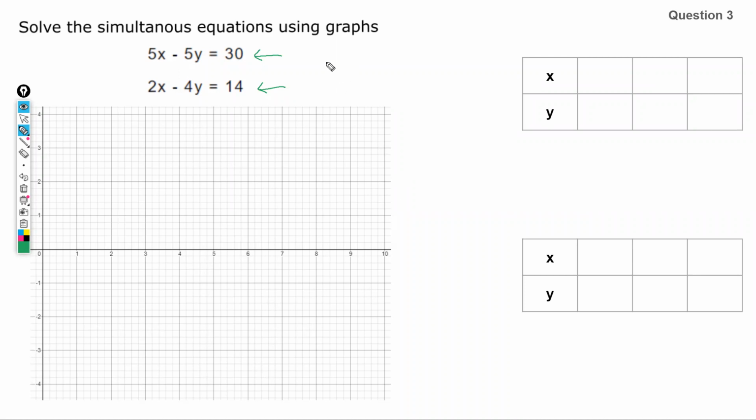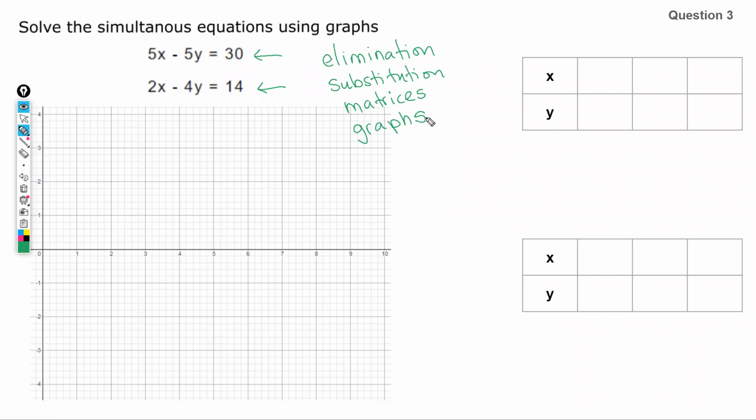For example, I think most teachers start off with something called the elimination method. There's another one called the substitution method. There's one called the matrices method. And guess what? You can also use graphs to solve simultaneous equations.